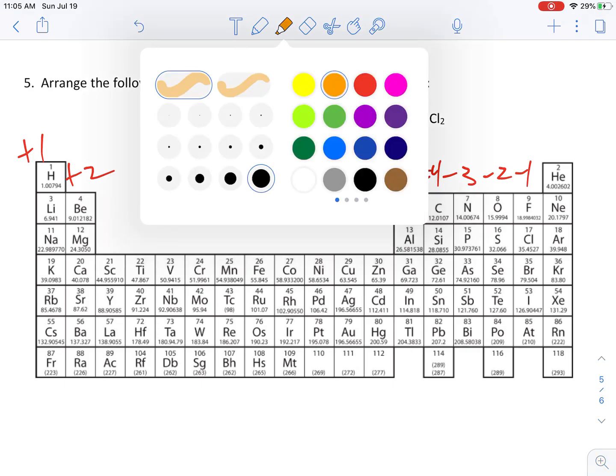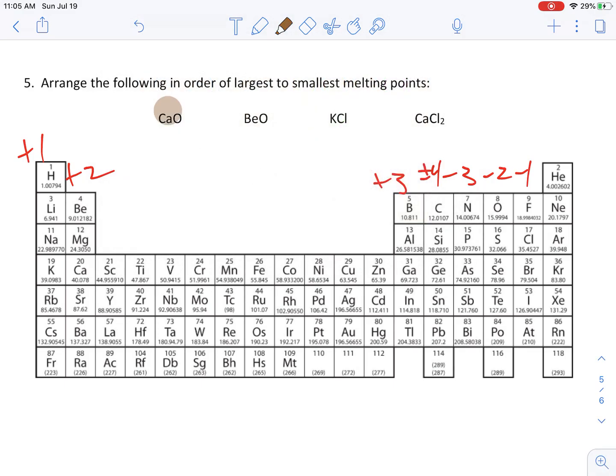So what do we have here for these guys? We've got calcium, beryllium, potassium, and calcium. So that's a plus 2, plus 2, plus 1, and plus 2.